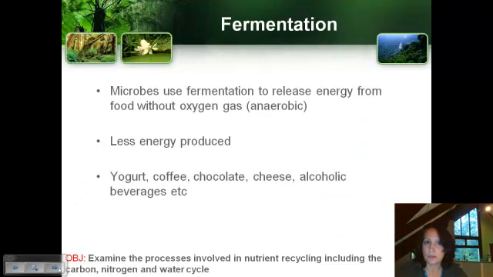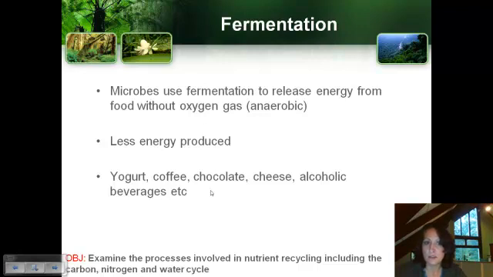Some organisms release energy from food without oxygen, and we call that process anaerobic, or if you put an A and an N in front of a word, it negates it. So we had aerobic respiration, this would be no oxygen respiration. And another term for that is fermentation. So some microbes use fermentation to release the energy from the food. There's less energy produced in the process, but they don't need oxygen gas to do this. And most of the organisms that do this are very small, so they don't need a lot of energy.